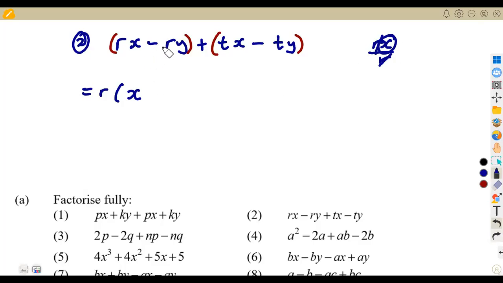Here we've got minus ry divided by the term that we factored out, which is r. So the r and the r will cancel. We remain with minus y in this case. All right, so that is what you're going to have.